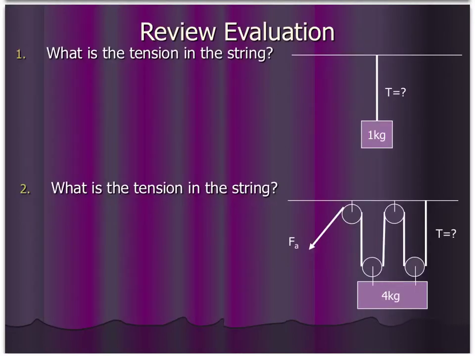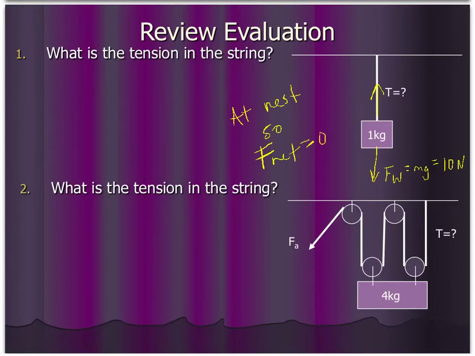Okay, if you take a look at number 1, we're solving for the tension in the string. Now we know that this 1 kilogram mass is going to have the downward force of gravity acting on it. And remember that Fw is equal to mg, so 1 kilogram times 10 is going to give us an Fw of 10 newtons. We also know that tension acts in the upward direction up the string. Because this object is at rest, we know that F net has to be 0. The only way for F net to be 0 is if the tension is equal to 10 newtons as well.